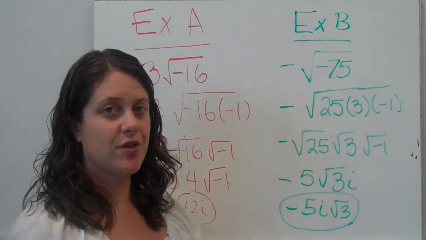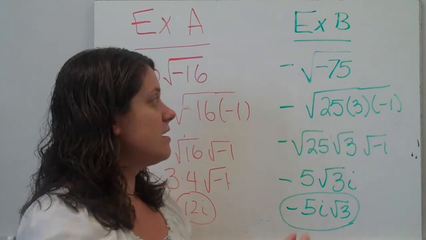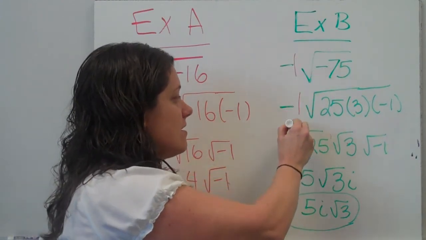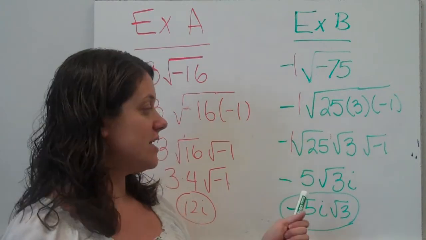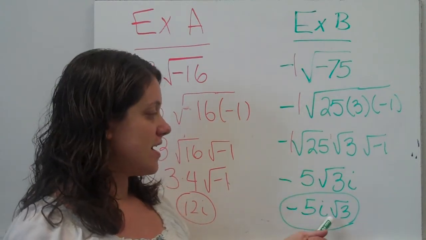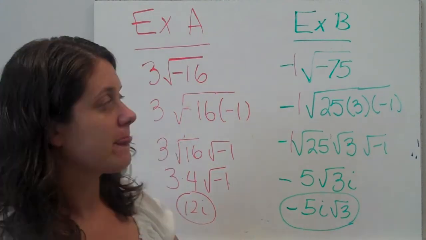Okay, if it helps you to think about this in the beginning as a -1, you can put a -1 out there, and then you'll remember at the end that you're going to multiply that in, so your final answer would be -5i square root 3. All right.